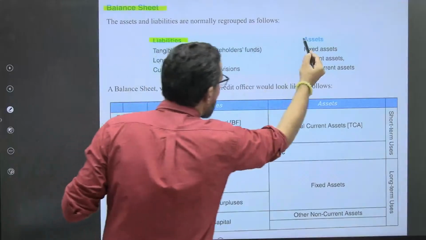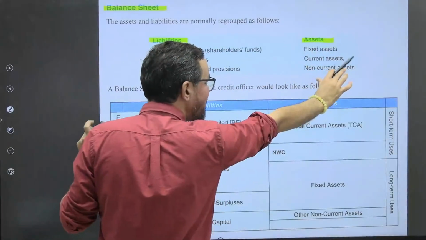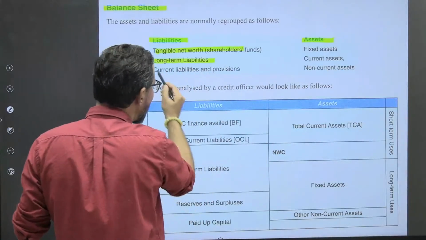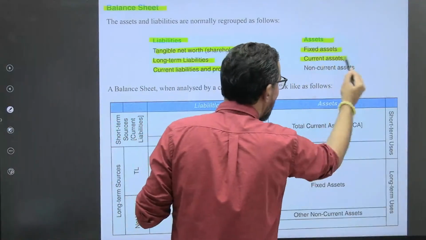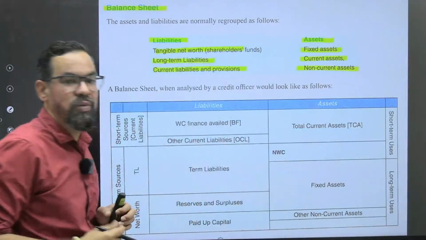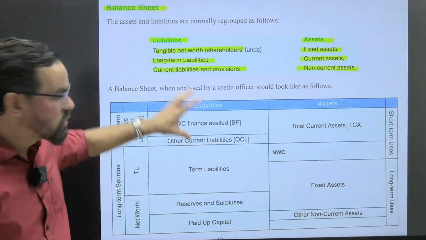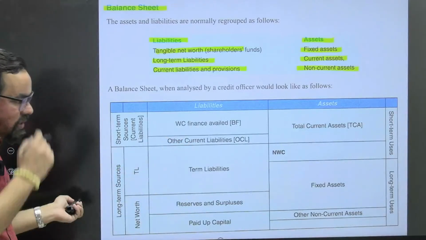Liabilities are the sources of funds of the company, and assets are the assets of the company, okay. So we have tangible net worth, long term liabilities, current liabilities and provisions. We have fixed assets, current assets and net current assets, okay. So this is for analysis purposes. When we use it for analysis, we use something like this. Usually the format is something like this, okay.